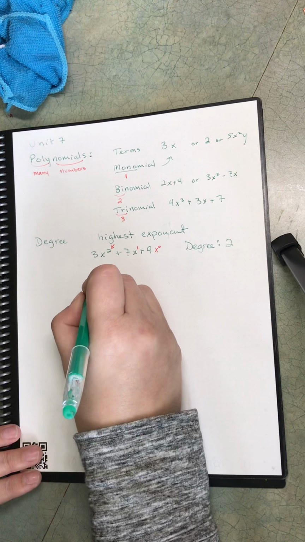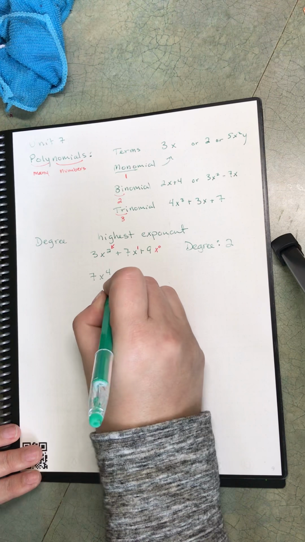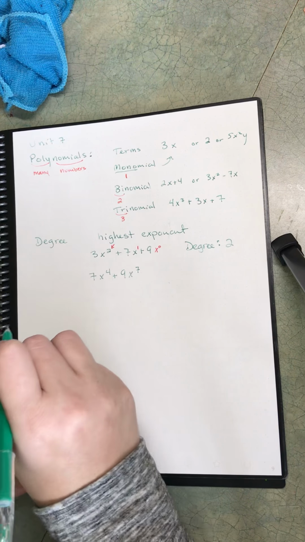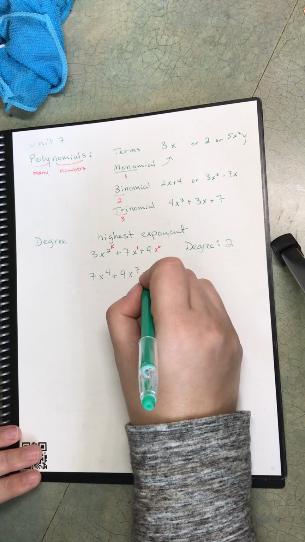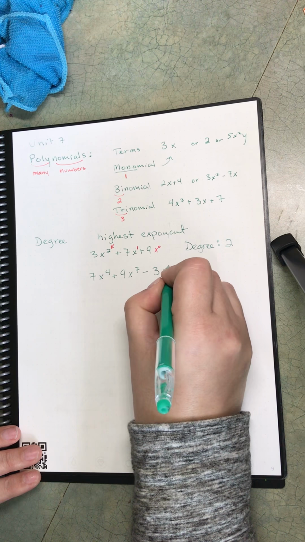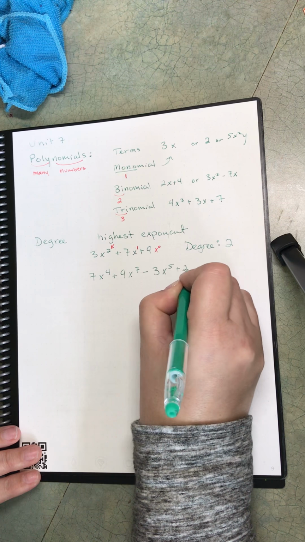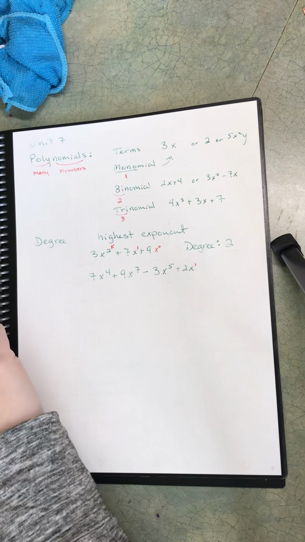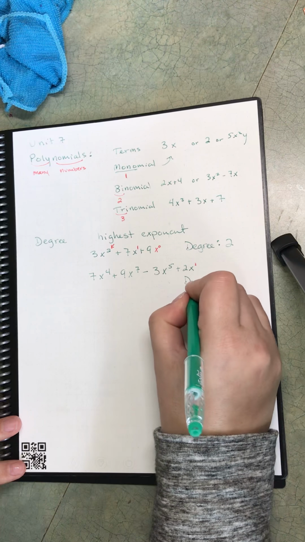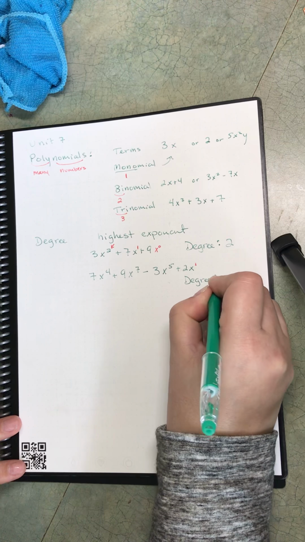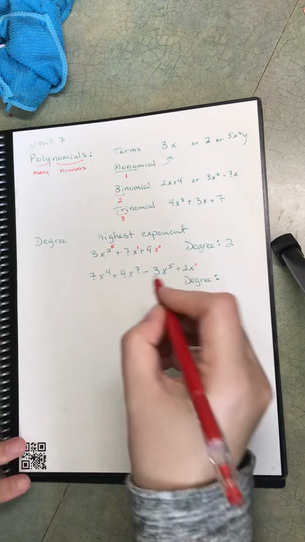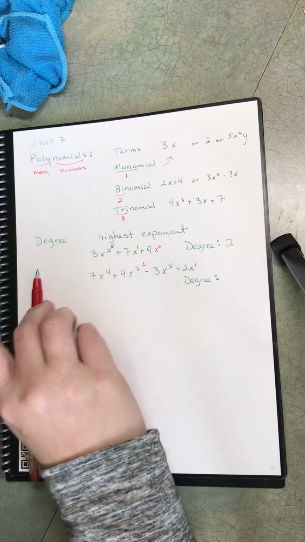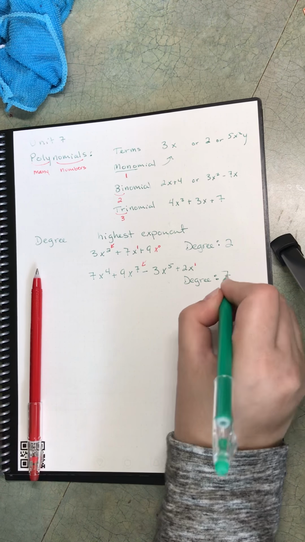If I have 7x to the 4th plus 9x to the 7th minus 3x to the 5th plus 2x, remember that there's a 1 here, so the degree of this one is, again, my highest exponent. This time it's 7. So the degree is 7.